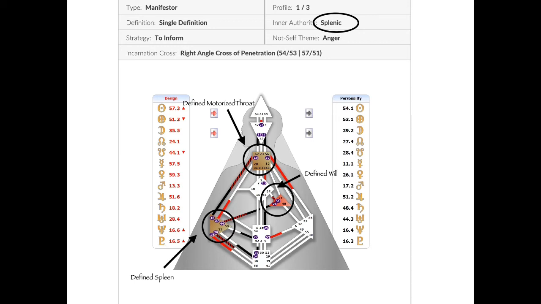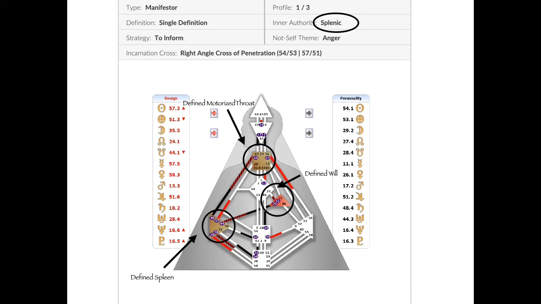He also had the defined spleen, and I talked about how he has a lot of gates on the spleen. We'll talk about those in a minute, but a defined spleen is somebody who has a good sense of time and a more fixed way of how his intuition is expressed and how he learned about his health. And he also had a defined will.